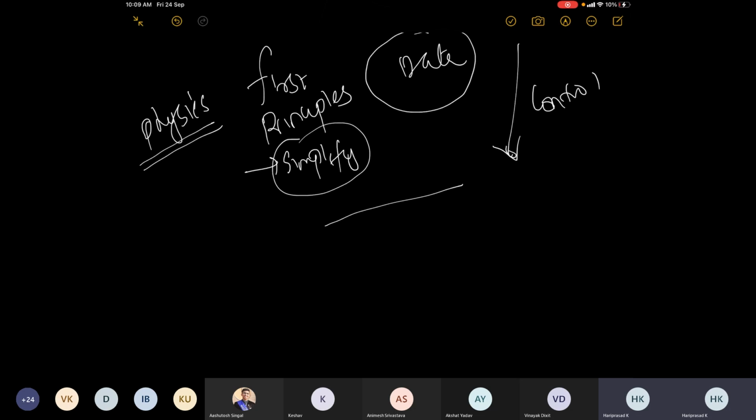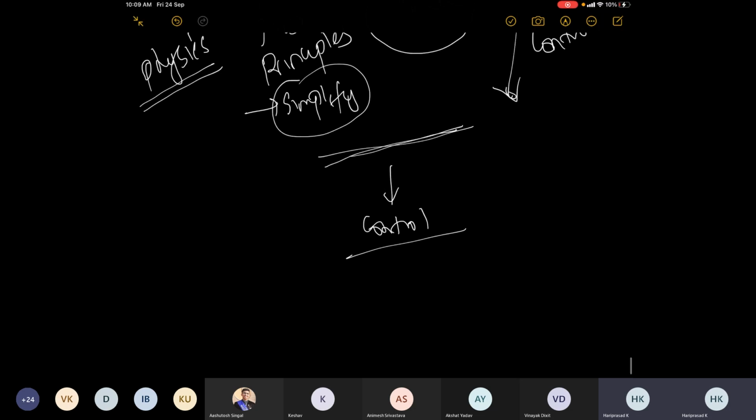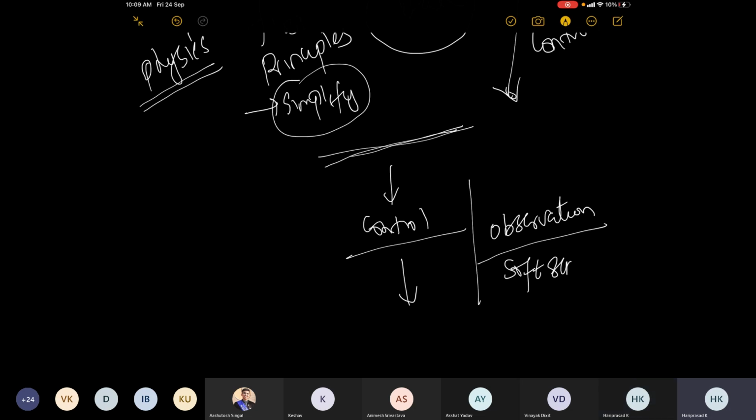Okay, so the broader application, in the sense that either you use them for control, of course, which we will see how we use, or you may use them just for observation, which you call soft sensing. So what do you mean by soft sensing?